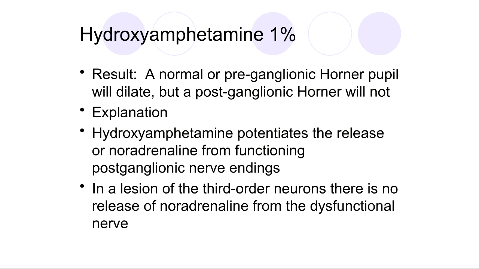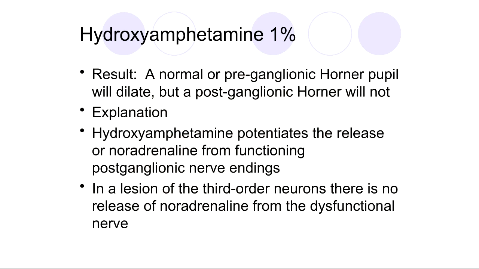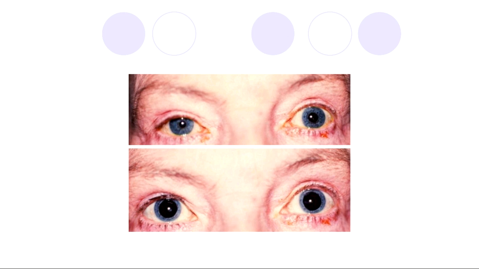So the next test you're going to use is your hydroxyamphetamine. In your hydroxyamphetamine test, your preganglionic Horner's pupil will dilate, but your postganglionic Horner's will not dilate. So let's see a pictorial of this.